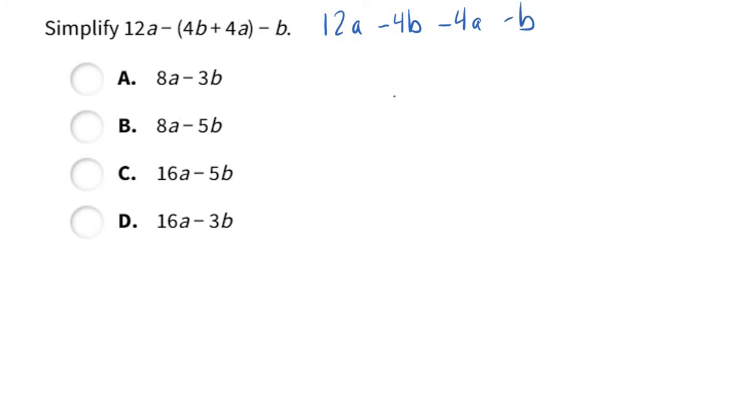And now let's just combine like terms, right? Well, 12a and 4a match here. So 12a minus 4a would be 8a. Negative 4b minus b would be minus 5b. So 8a minus 5b, and then let me go, looks like this one matches.